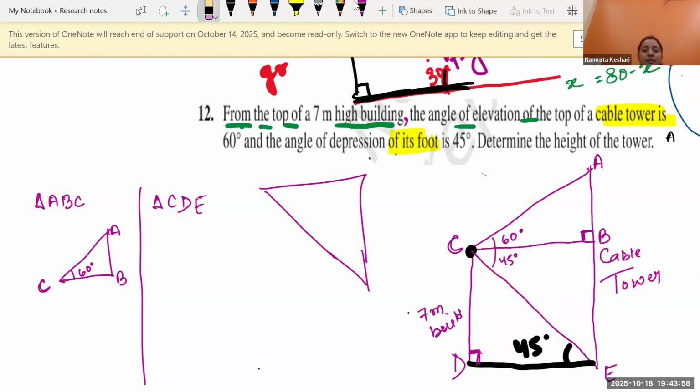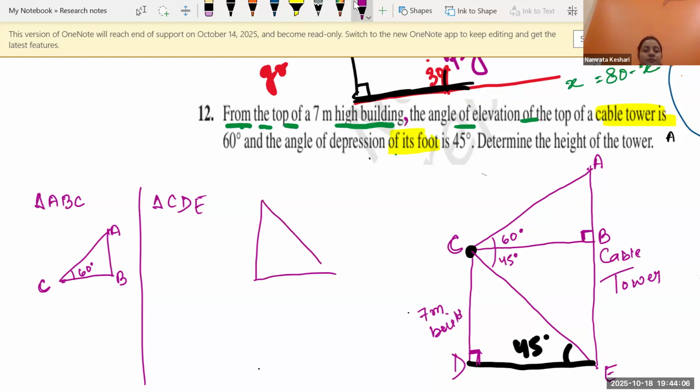And in the other triangle CDE, this CD is 7 meter. Definitely we'll be using that. And we can also use this side DE. Why? Because DE and BC are the same in length. Making sense? Is it making sense, Afshin and Salva? Yes, ma'am.